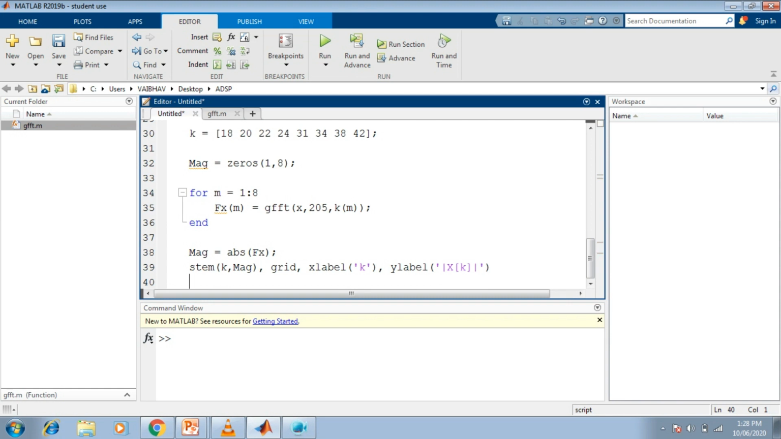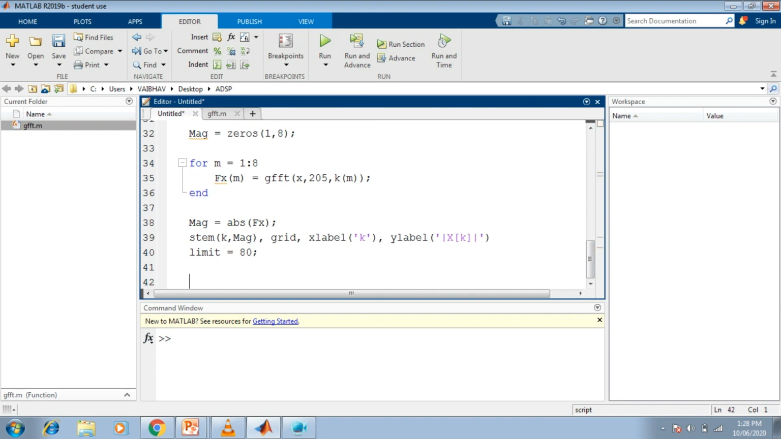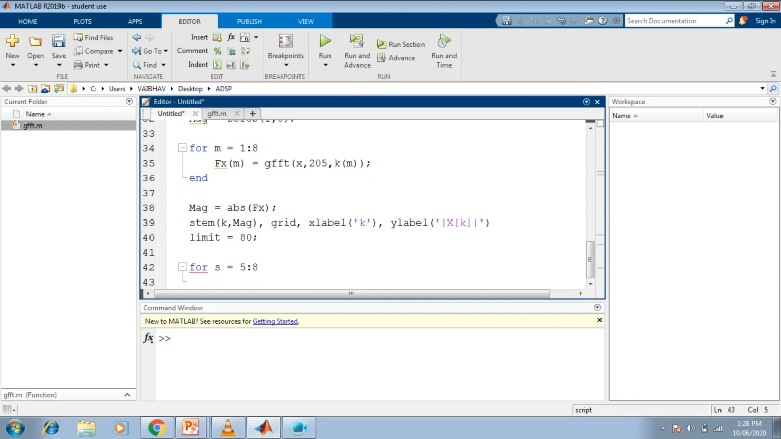Now we specify the limit of this particular plot. Next, it is equal to, let us say for example, 80. Now we are going to make another use of for loops. First of all, for the variable index s here, ranging the iterations from 5 to 8, within which we can have the if statement here.